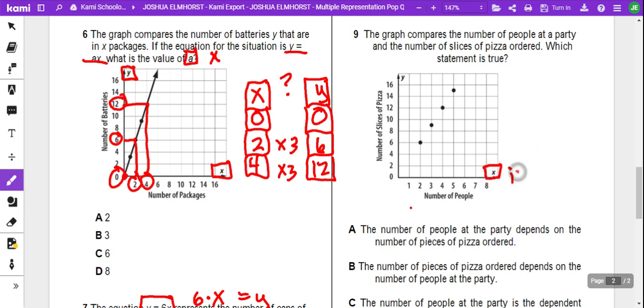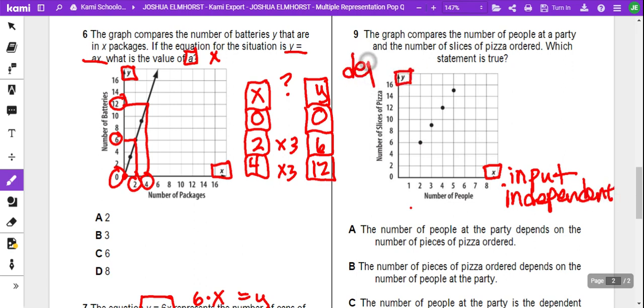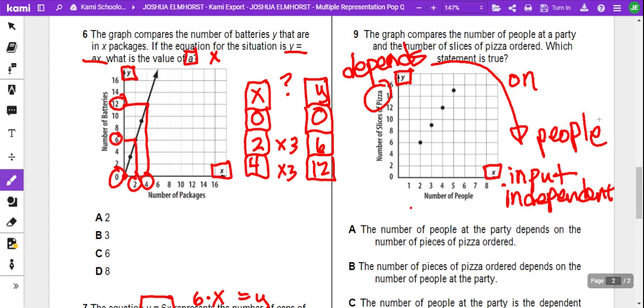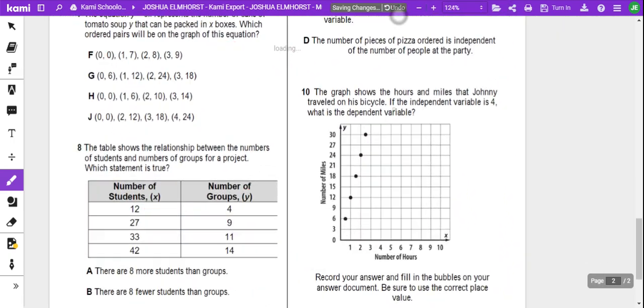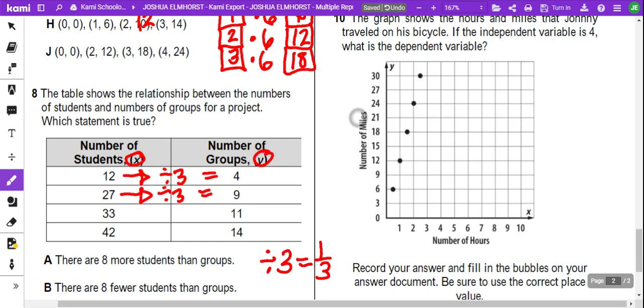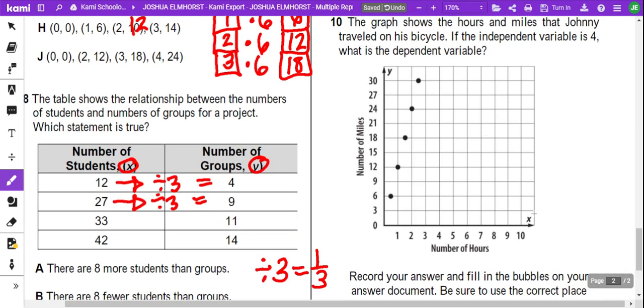So x is your independent, or your input. We're always going to start here. Independent. And then y is the dependent. So pizza depends on people. Right? So an XY table, input output table would help out here.